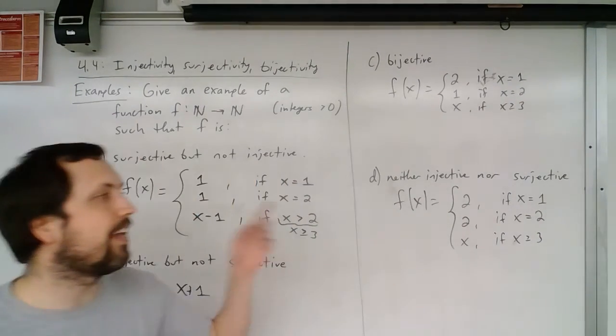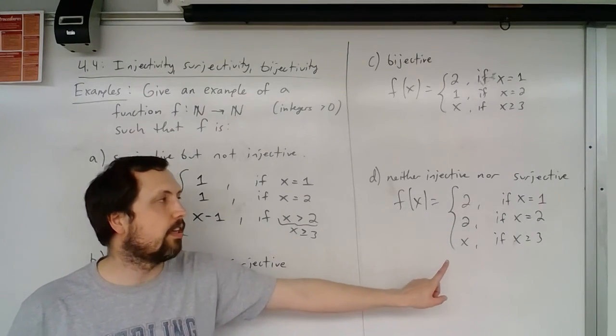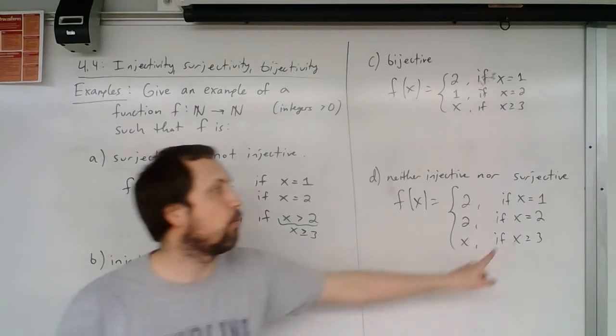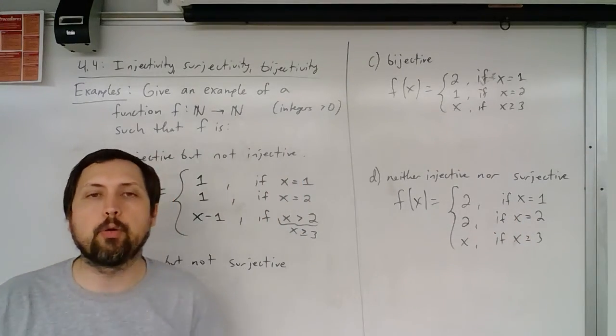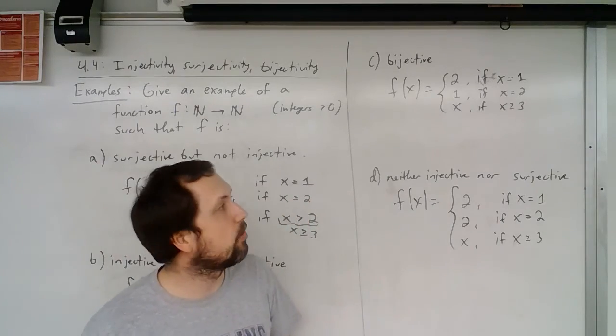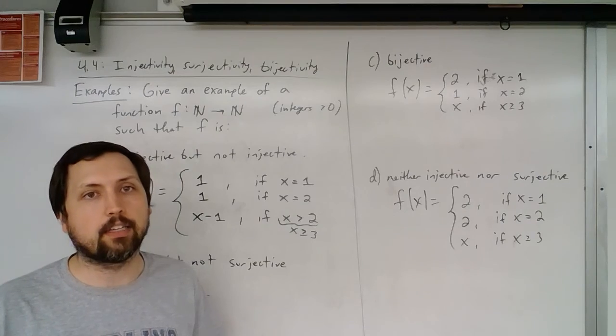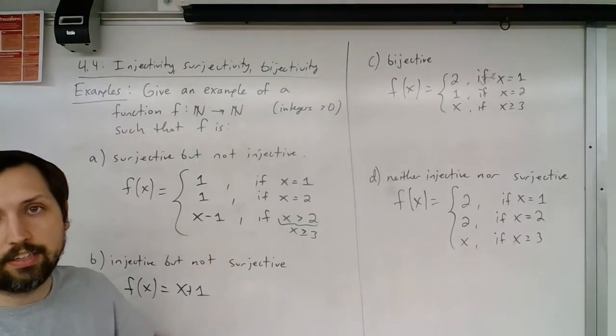So this is one where it is not surjective because 1 is in the codomain, but nothing gets mapped to it. It is not injective because both 1 and 2 get mapped to 2, but 1 does not equal 2. So I have the same output, but I have different inputs. So these would be some good examples to store in the back of your mind of coming up with ones for infinite sets.